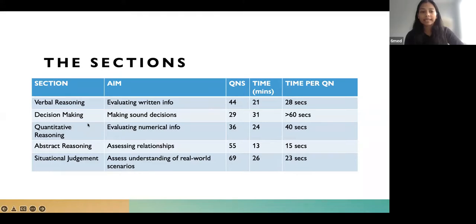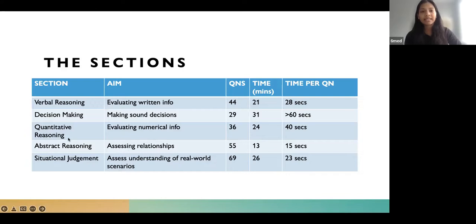Following this, you have a decision-making section. They give you different problems, and it's sort of problem-solving tasks. In total, you get 29 questions, and you've got 31 minutes. This is probably the section where you have the most time per question, just over 60 seconds per question.